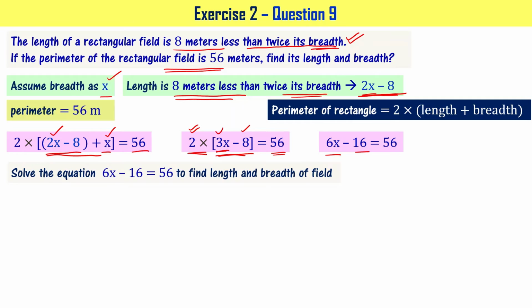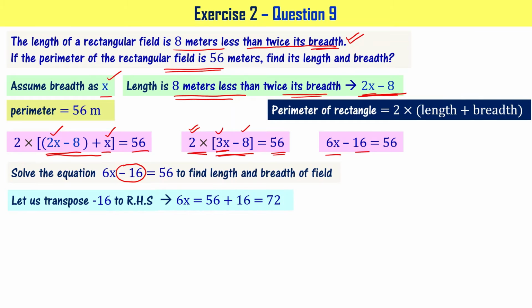Now what we do is we transpose minus 16 onto the other side. When you do that, it becomes plus 16, right? 6x equal to 56 plus 16. 56 plus 16 is 72. So let me write this equation now. 6x equal to 72. This is another linear equation we got just now, right?